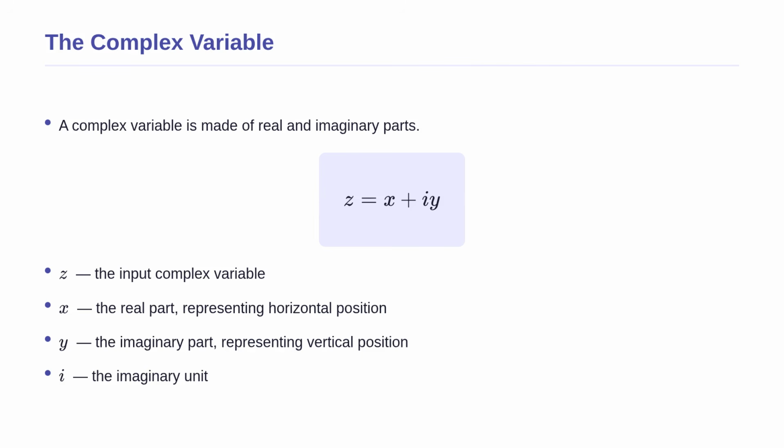Now that we understand the idea of mapping coordinates, let us look at the mathematical notation. In mathematics, a complex variable is typically written using the symbol z. This variable is made up of two distinct parts. The symbol x represents the real part, which corresponds to the horizontal position on a graph. The symbol y represents the imaginary part, which corresponds to the vertical position. Finally, the symbol i is the imaginary unit, which mathematically distinguishes the vertical axis from the horizontal axis. If x increases, you move right. If y increases, you move up. Together, they pinpoint an exact location on a two-dimensional plane.